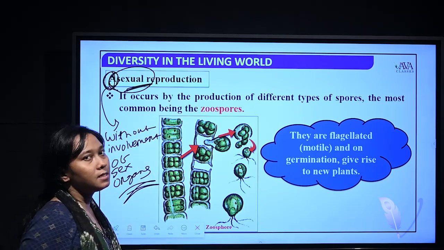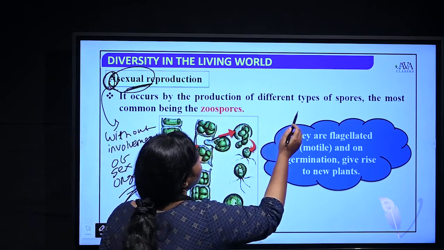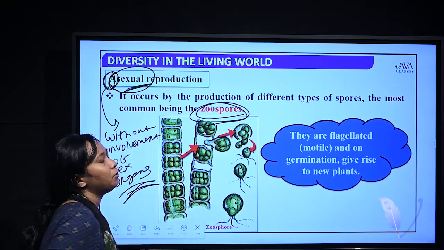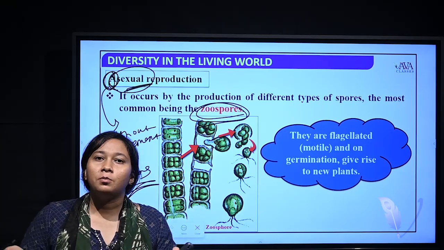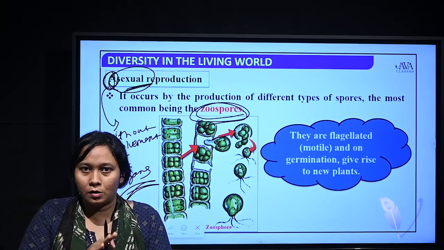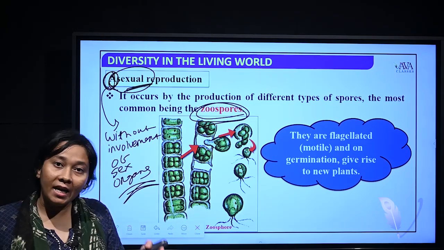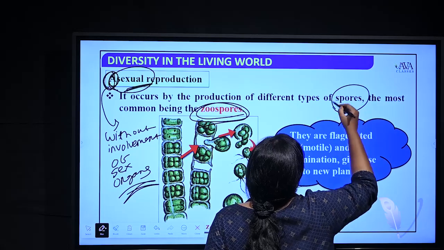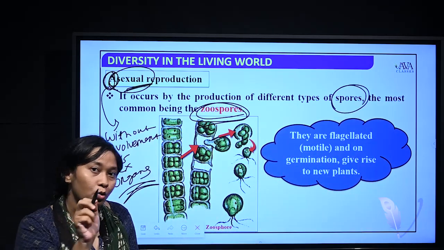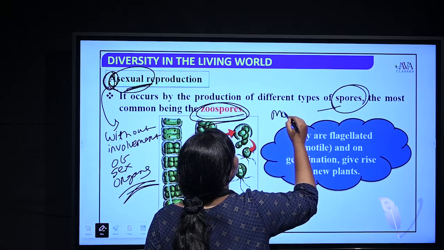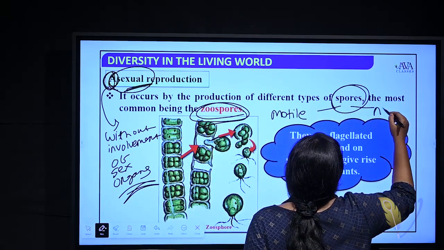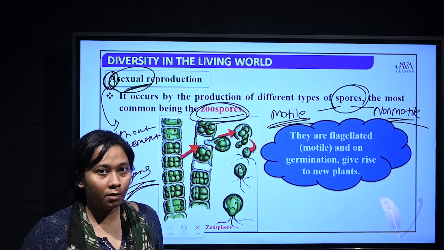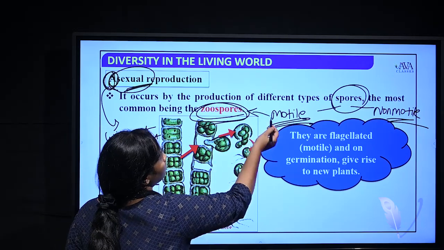So in this asexual reproduction process, it occurs by the production of different types of spores, the most common being the zoospores. Okay, I will come into this. Generally the asexual reproduction process is carried out by spores, but those spores can be motile or those spores can be non-motile. Okay, if they are motile, so they will be zoospores.